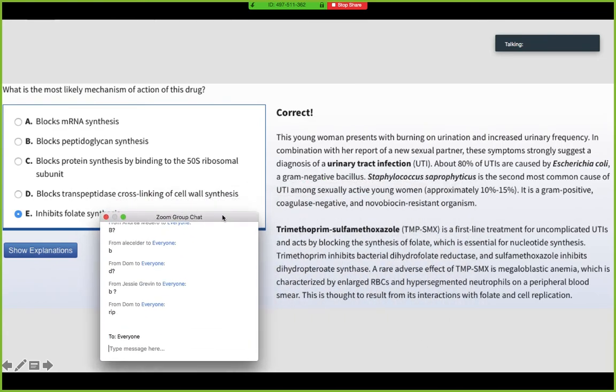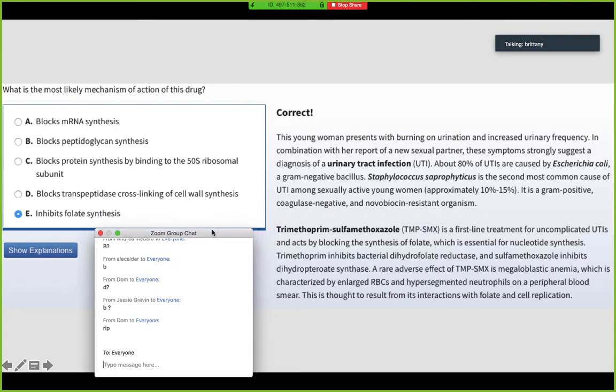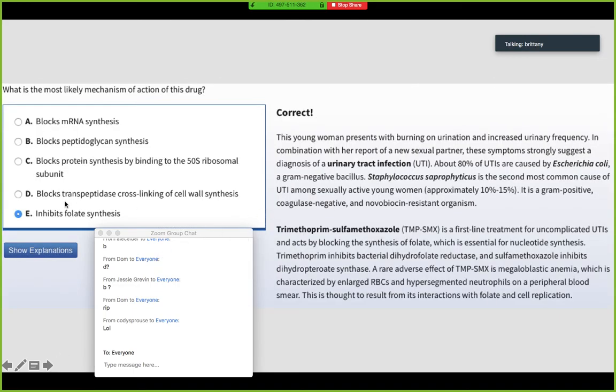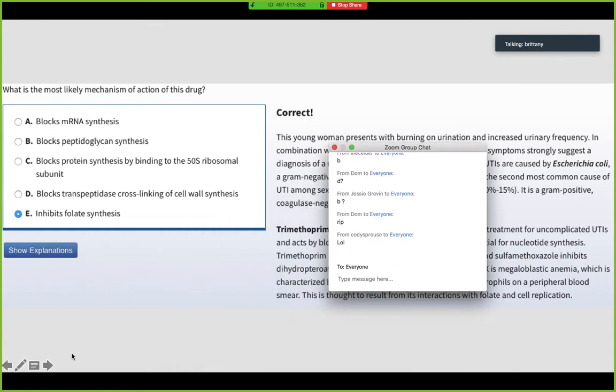Yeah, that's okay. Yeah, this one is really difficult. This is much more difficult than what you're going to see tomorrow. So she had a UTI, and the way that you know that is this positive leukocyte esterase and nitrites. But you do need to know the mechanism of action for TMP-SMX. Okay, so tough one there. Sorry about that.